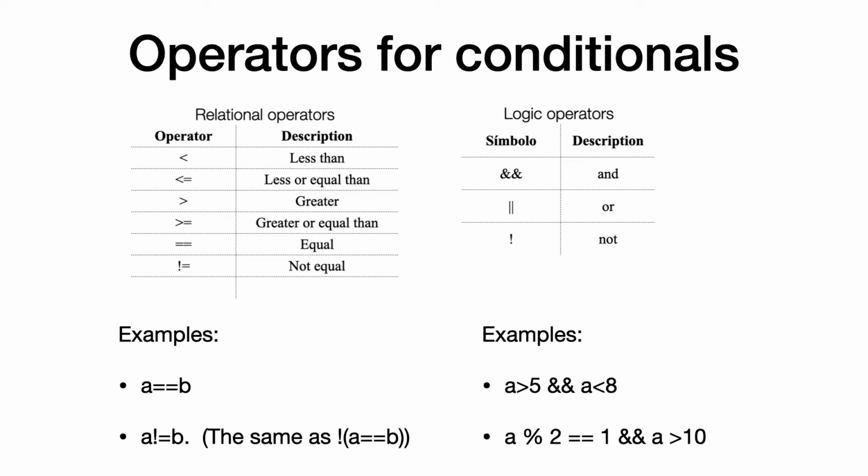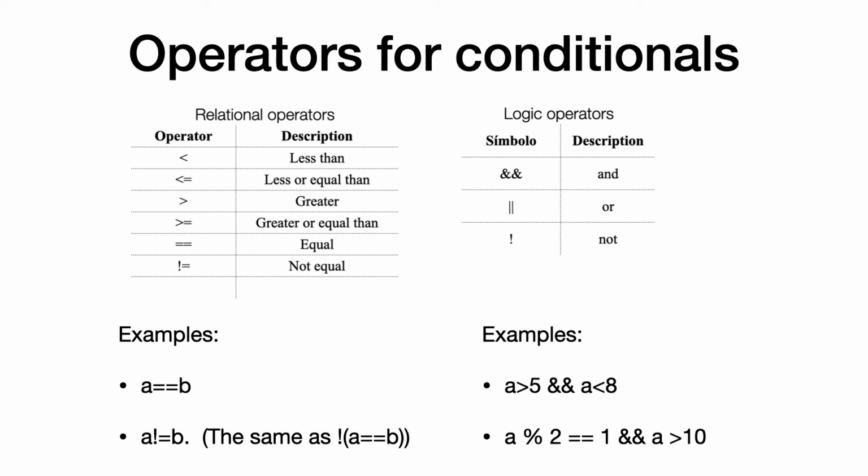Then we also have the logic operators and, or, and not. With them, we can create what is called compound propositions in discrete mathematics. Here we can call them conditionals with more than one operator. So if we need to use more than one operator, then we have to use logic operators to combine the conditions. So the first example is A equal B. The second example is A not equal to B.